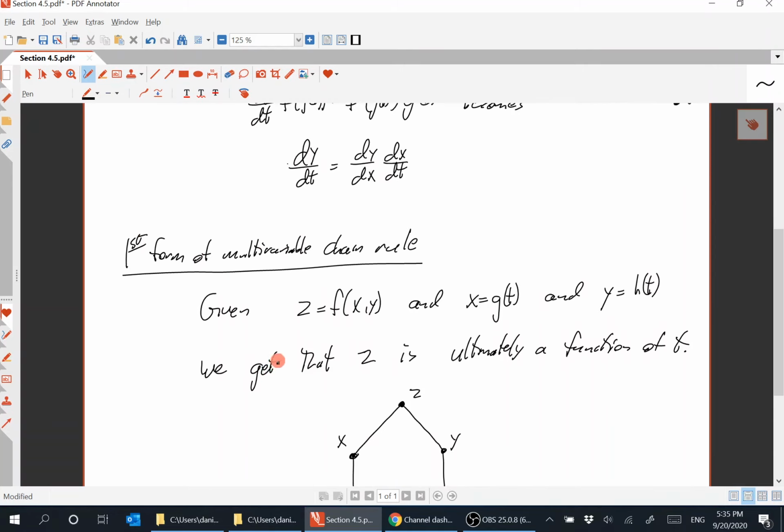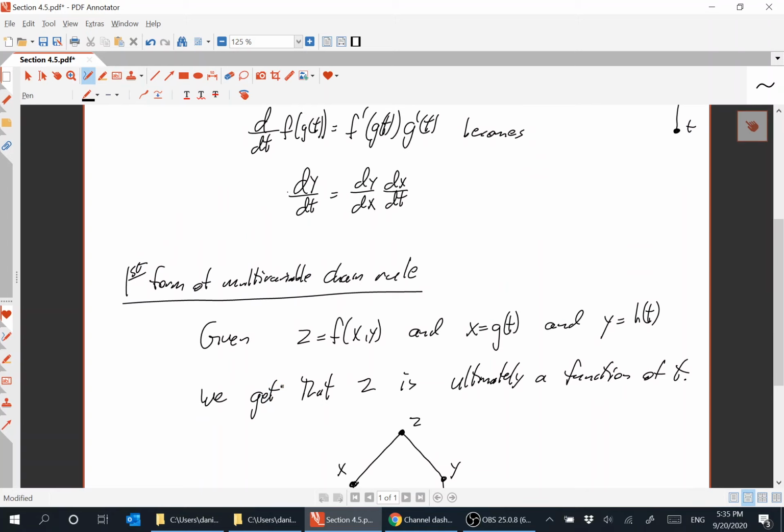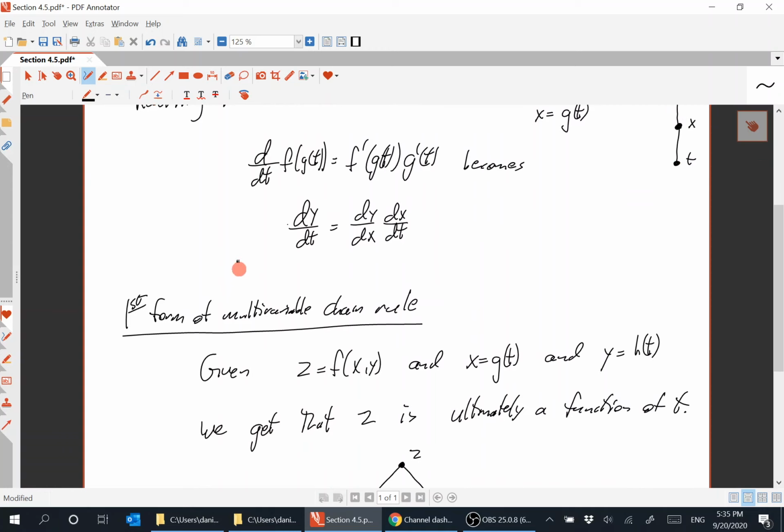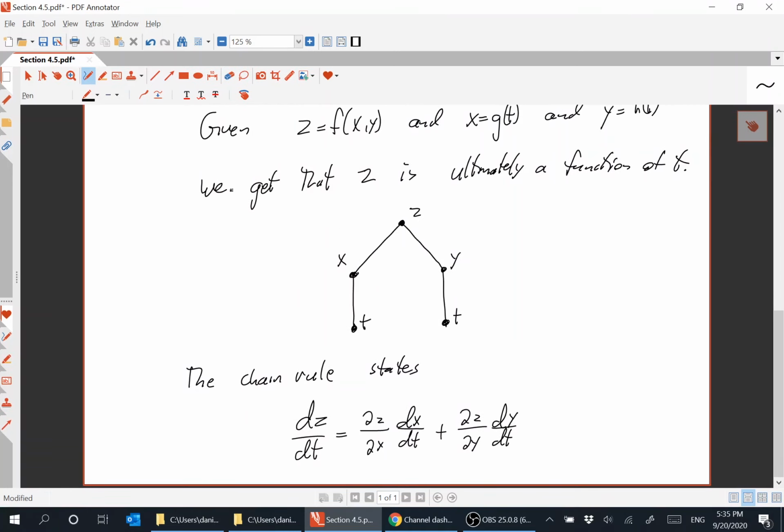So it mimics this here, right? Except it's got a sum. So dy dt is dy dx, dx dt, where you're going down this tree structure here. Here we have dz dx, dx dt, plus dz dy, dy dt. So it looks like that. And we can actually prove this is true.